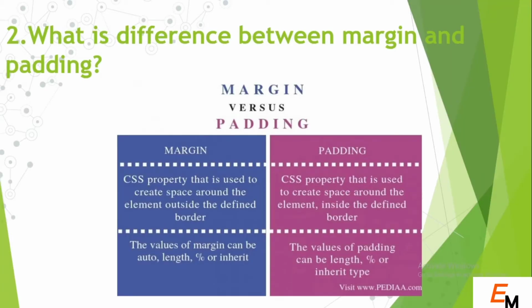The second question is: what is the difference between margin and padding? Margin is a CSS property that is used to create space around the element outside the defined border. Padding is a CSS property that is used to create space around the element inside the defined border. So you can see the difference between both of them. Normally margin is used to create space outside the border, and padding is used to create space inside the border. So let's see the practical.